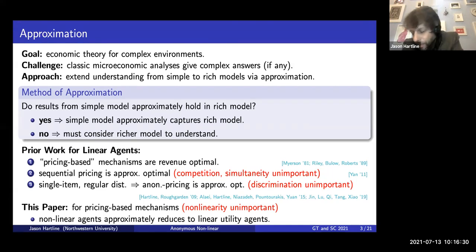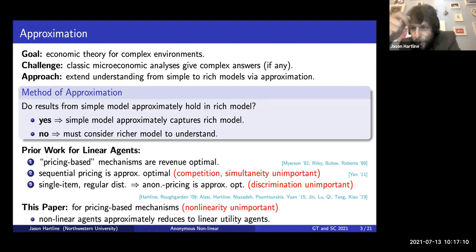One reason I'm excited to talk about this work at a summer school is that the structure of the kind of result we're showing here is very powerful, and it's very useful to think about things in those terms. What we did here is write a meta-theorem. This meta-theorem says that if you have theorems about approximation for linear agents that use the fact that the mechanisms for linear agents are pricing based, then you can automatically extend those theorems to nonlinear agents.